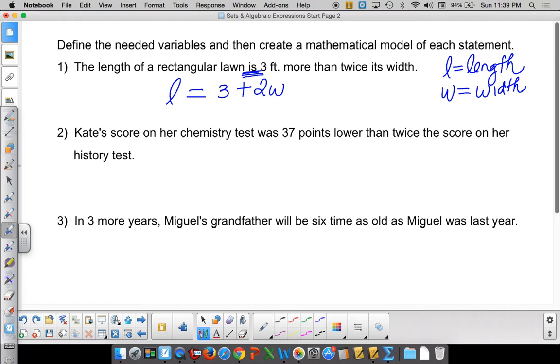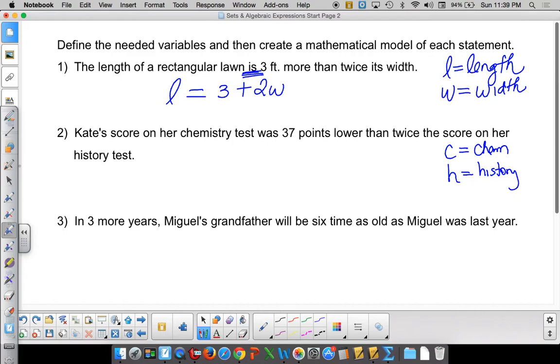Okay, to make that a little more exciting, try the second one here. Kate's score on her chemistry test was 37 points lower than twice the score on her history test. Once again, we need variables and representatives so we can keep straight what's what. So we have Kate's score on her chemistry test, so I'm going to make C be the chem test score. And then she had a history test, so let's do H for history test. And yeah, I know this isn't writing too exceptionally. I'll work on the quality here later on.